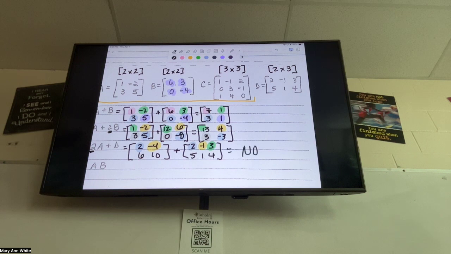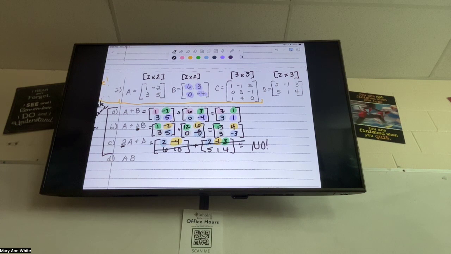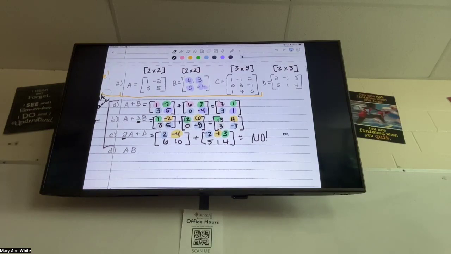And I just on my notes just wrote no. You can't do that. This is not possible. And you don't even have to write all that stuff that I wrote out before. Like Sophia noticed earlier, you can just say, oh, I know that it's not going to work out. And I might even write must have same dimension.